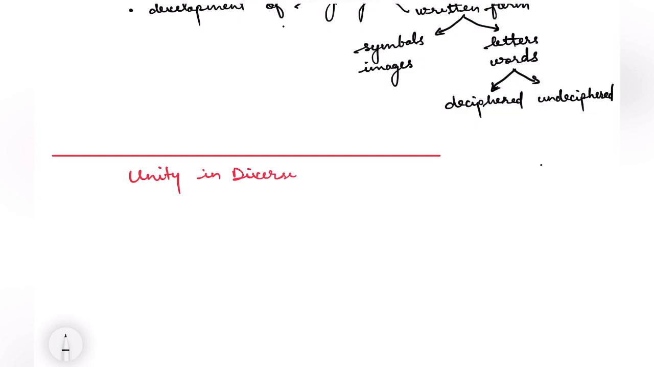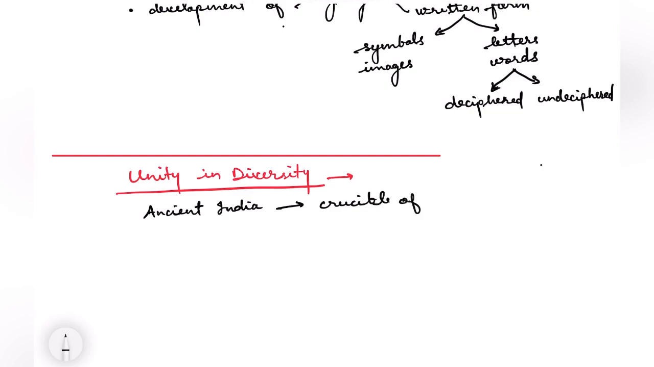Next we are going to learn about unity and diversity in India. Ancient India was a crucible of ethnic groups. Unity has always been there in India, but in different forms; for different diversity, the unity has always been there. An ethnic group means a group of people sharing a common culture or descent. People from different regions of the world came to India, settled in India and made it their home.